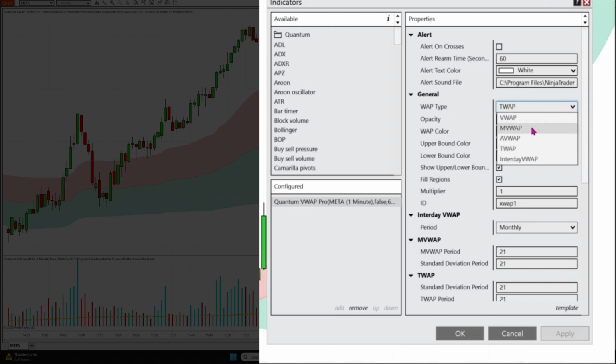We've covered the MVWAP, the moving volume weighted average price, the anchored volume weighted average price, and now we're on the TWAP, the time weighted average price. And the last one I'm going to do is the intraday VWAP, which I'll do on a separate video as always.